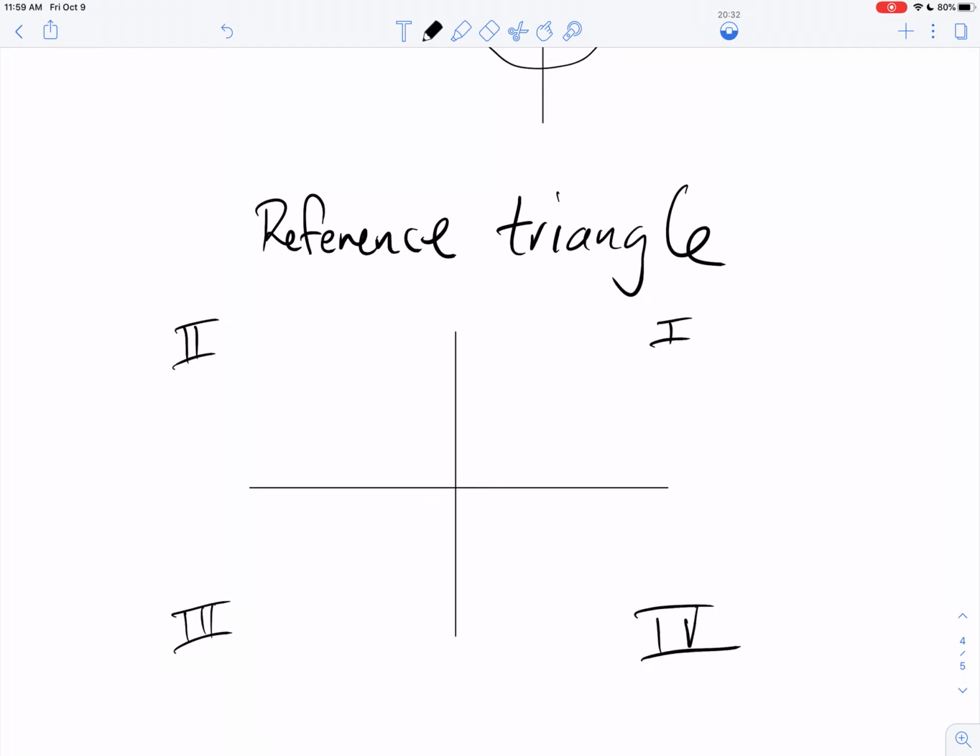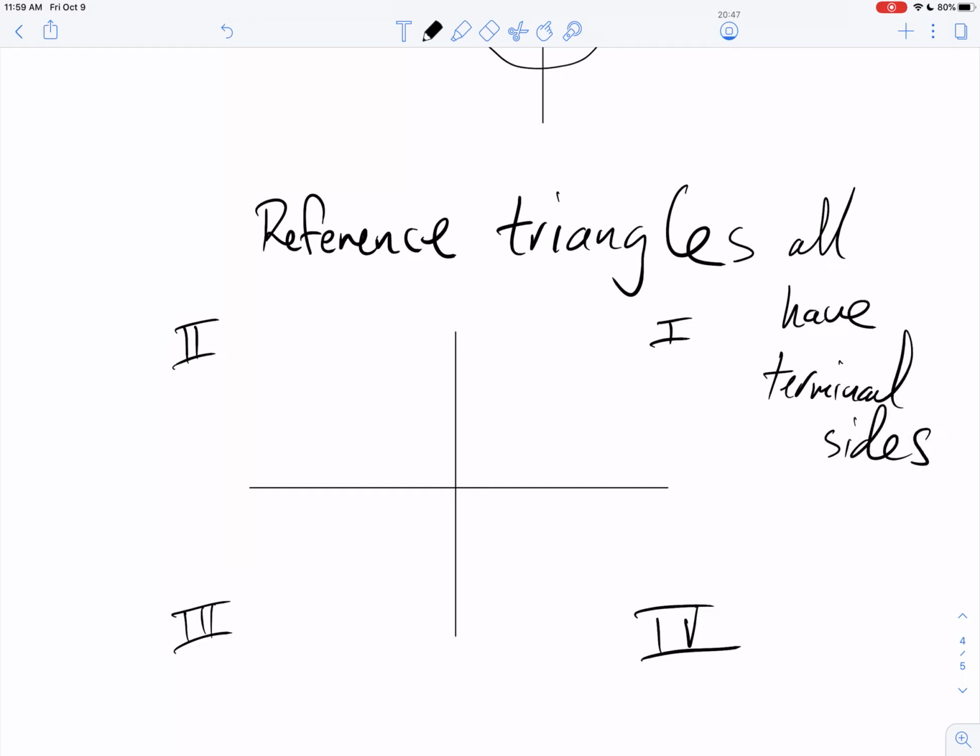And no matter where it stops, it will have a terminal side. Reference triangles all have terminal sides. And that terminal side can be connected to the x-axis.